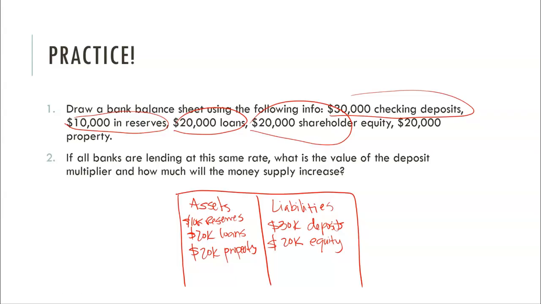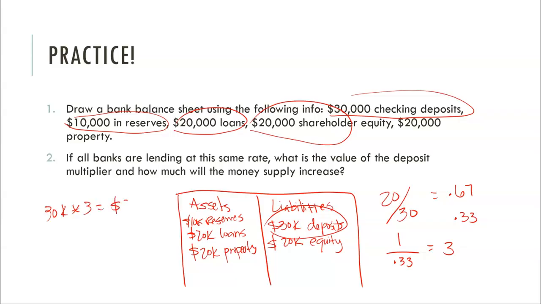Okay, so number 2, the deposit multiplier. The loan ratio, they're lending $20,000 out of $30,000. So 0.67, they're lending 2/3. And then the reserves would be 0.33. Okay, so 1 divided by 0.33, we're going to get a money multiplier of 3. So in this case, our $30,000 in deposits times our multiplier of 3 means the money supply will increase by $90,000.